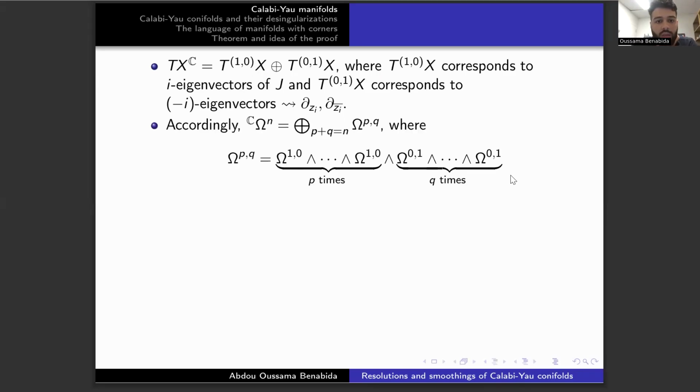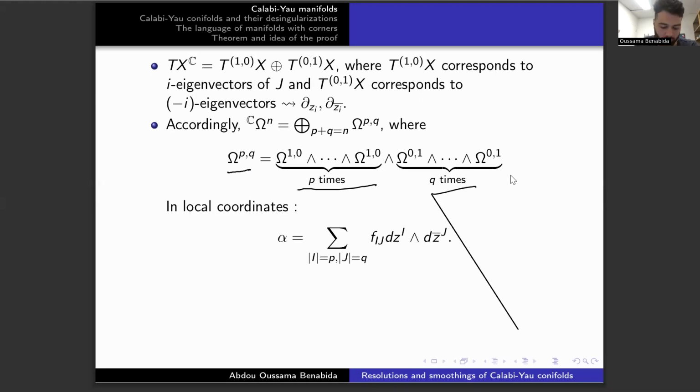In the same way, when we look at the complexified differential forms, these split as the sum of (p,q) forms. These have p holomorphic parts and q anti-holomorphic parts. So in local coordinates, these are sums of some coefficients Fij times dzi and dz bar j. Fij is not necessarily holomorphic.